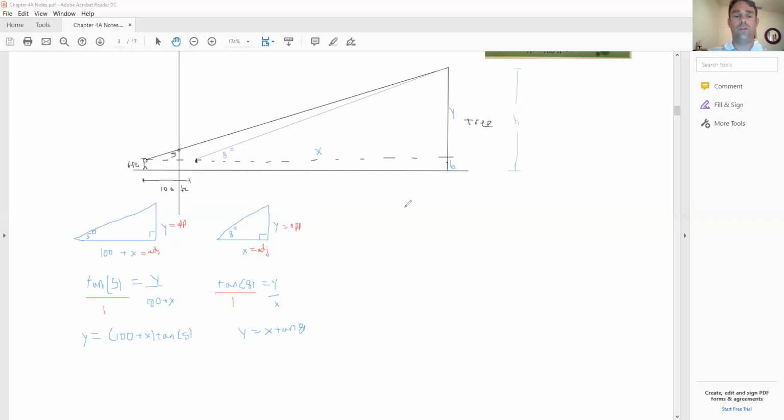So friends, these are going to be the two things that we are going to set equal to each other. Not y, we're doing y. So that means (100 plus x) tangent of 5 equals x times the tangent of 8. Okay, so if you had trouble getting to this part, why don't you go ahead and pause it from here and see if you can finish it from there.